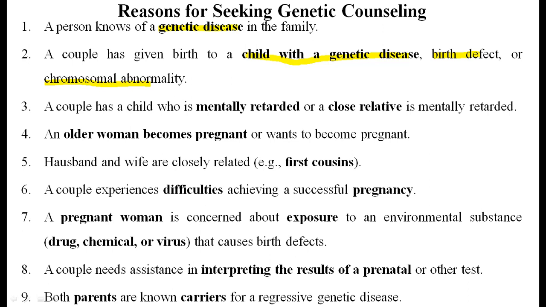The couple must consult with the genetic counseling team, especially about children who are mentally retarded, or if they have close relatives who are mentally retarded. An older woman who wants to give birth can also seek genetic counseling. And those husbands and wives who are closely related, especially in cousin marriages and marriages between first cousins, should seek genetic counseling.